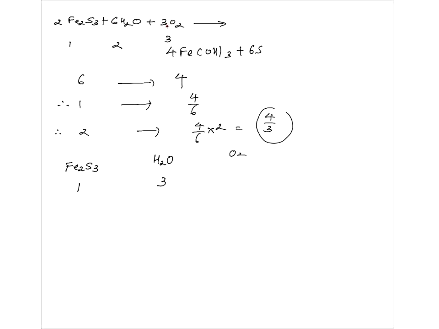And oxygen is 3 by 2 times. 3 by 2 is 1.5. 3 moles are required, but present are only 2 moles. So 1 mole Fe2S3 is not going to work. It requires 3 moles of water, and we have got only 2 moles of water. But it requires 1.5 moles of oxygen, and we have got 3 moles of oxygen, more than what is required.